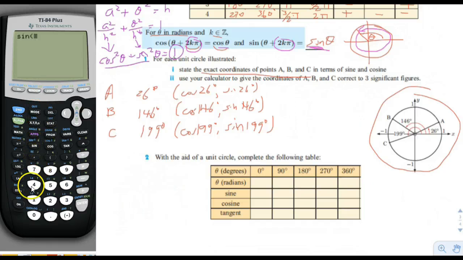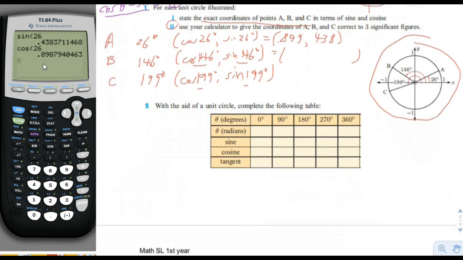Then you say, I'd like to know the sine of 26, for example, and the cosine of 26. The first one would be 0.899, and the second one would be 0.438. Okay, so that's all you have to do. You just put sine and cosine in exactly as written here in your calculator, and that will give you the points for 2.